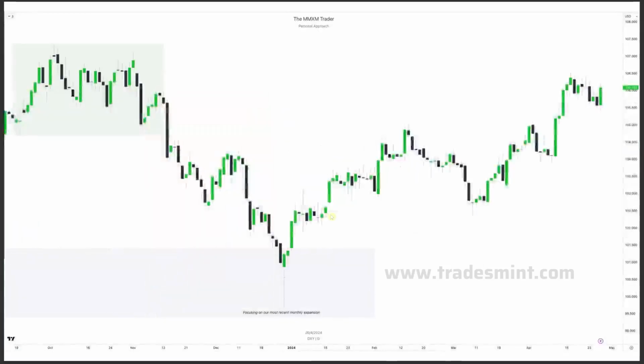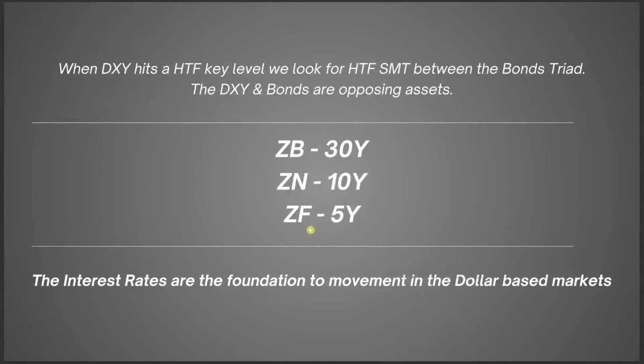Let's go to the next slide. We've got a daily time frame over here. So we're focusing on this most recent monthly expansion, right? So what are we gonna do once we hit a higher time frame key level? We are actually gonna be using the bonds triad. So when DXY hits a higher time frame key level, we're going to be looking for that higher time frame SMT between the bonds triad. The DXY and bonds are opposing assets. So I've got the symbols over here for the 30-year, 10-year and the 5-year bonds. And interest rates are the foundation to movement in the dollar-based markets.